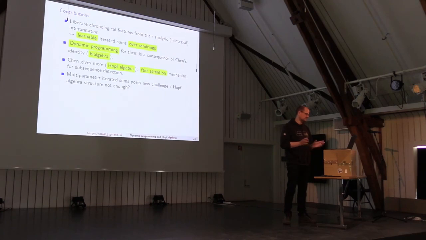So our contribution with these iterated sums was to liberate iterated integrals from their analytic setting. This means we can work over semi-rings. This means we can put arbitrary learnable functions around them, these little f thetas. So it's a generalization that is very helpful for machine learning. Dynamic programming appears because of Chen's identity. Chen's identity is essentially the same as the dynamic programming principle here. If you are over a Hopf algebra, you have an antipode, and then you get even more.